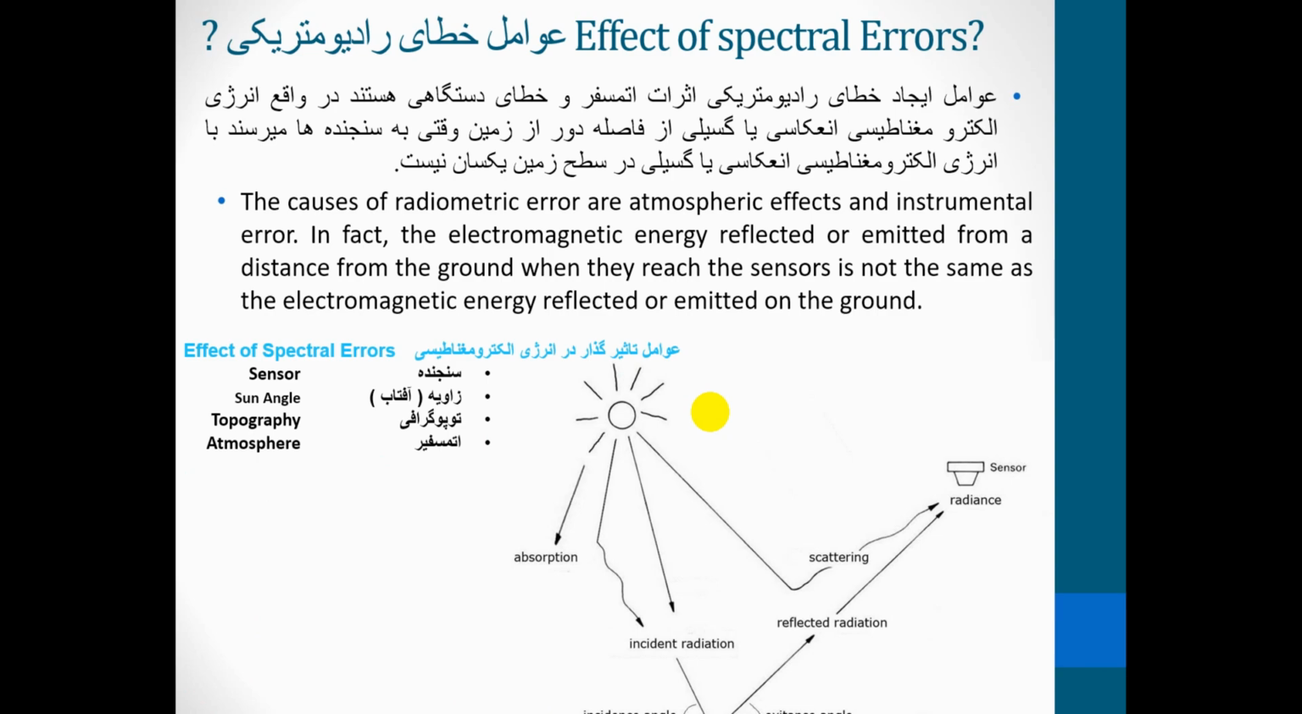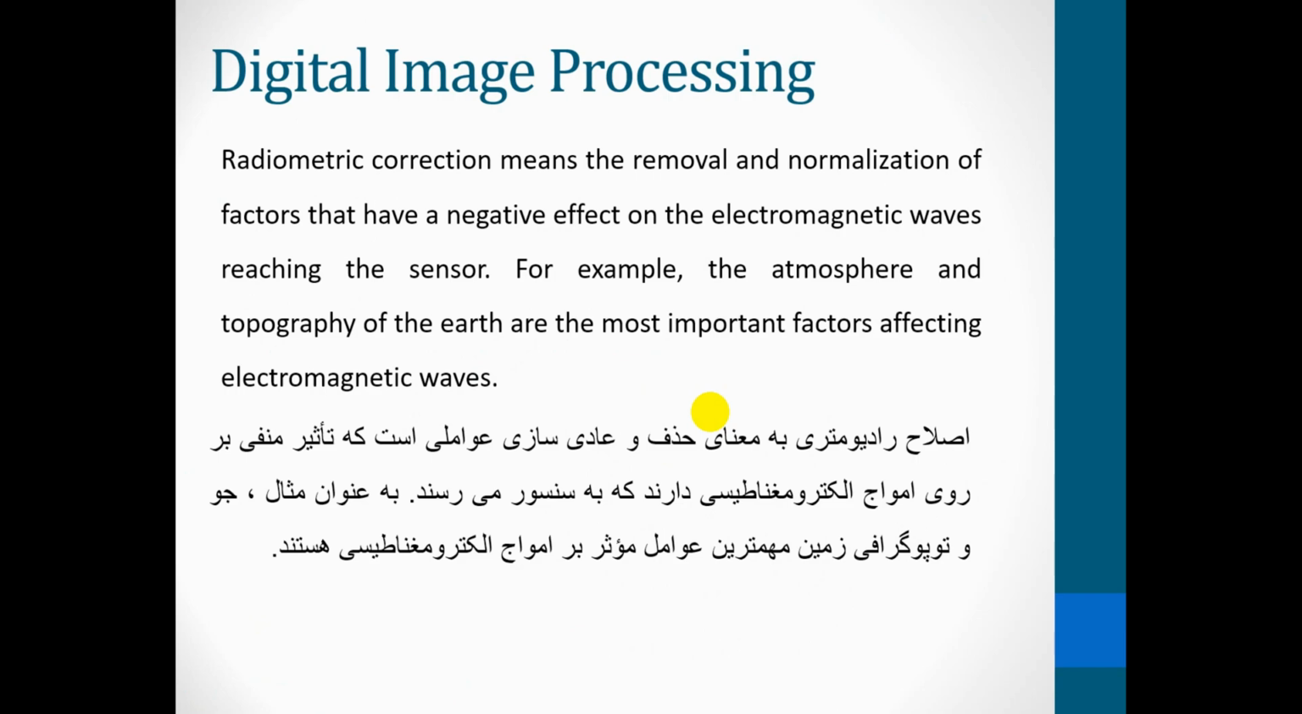The effects of radiometric errors are from the sensor, sun angle, topography and atmosphere. Here we can say radiometric correction means the removal and normalization of factors. Which factors? Those factors that have a negative effect on the electromagnetic waves reaching the sensors. For example, the atmosphere and topography of the Earth are the most important factors.